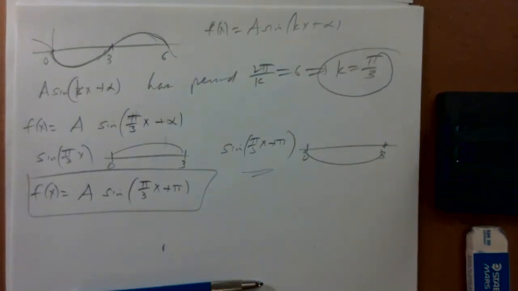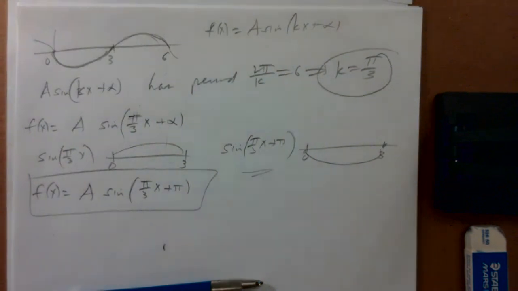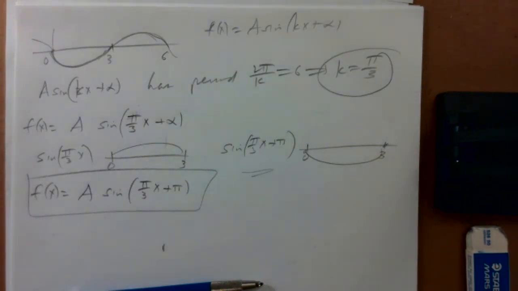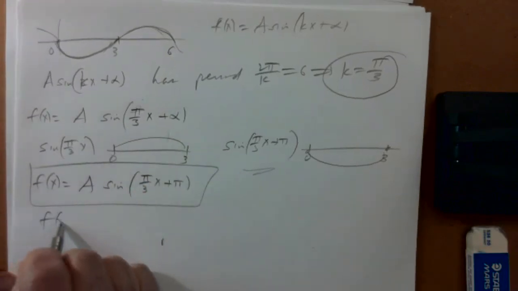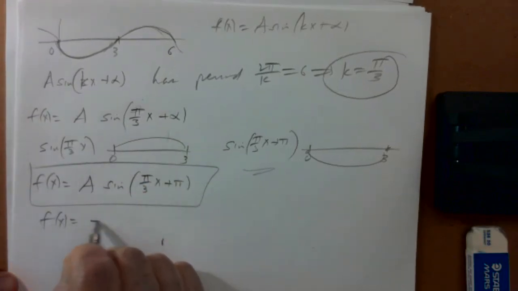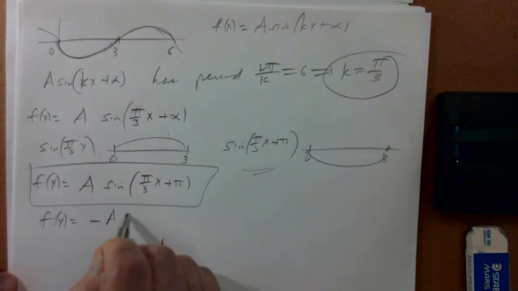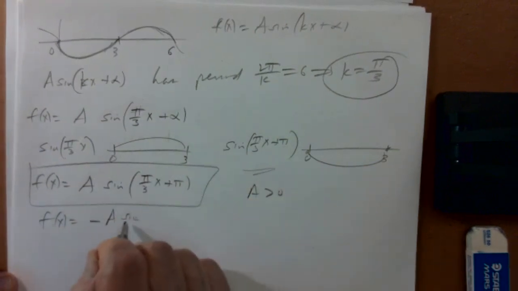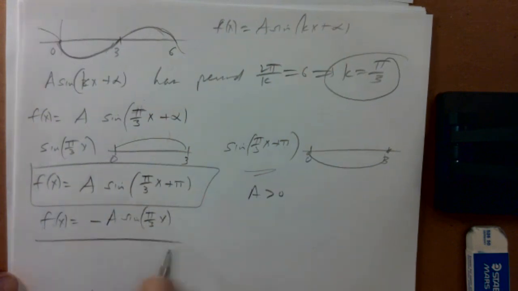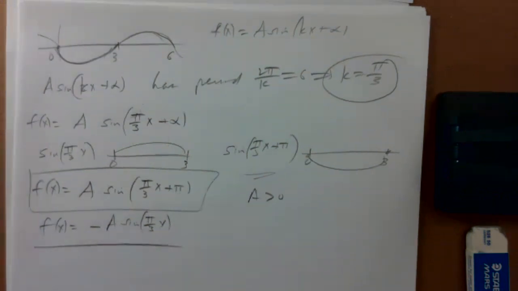Professor, for that problem, the minus 1 indicates a periodic function. Wait, let me just add one more thing. This is also the same as f of x equals minus A, assuming A is positive, minus A times the sine of pi over 3 x. I'm sorry, and what are you asking? What is your question?